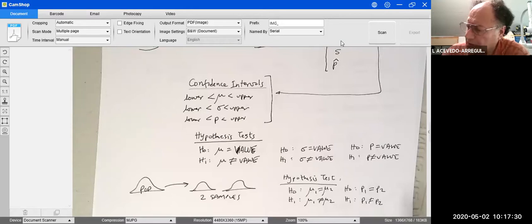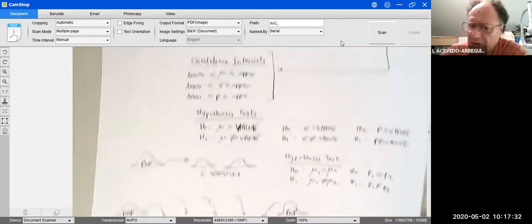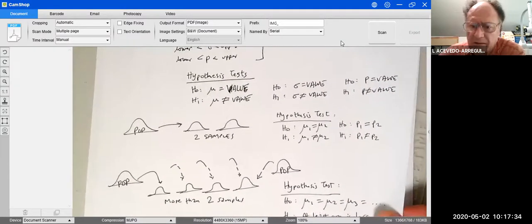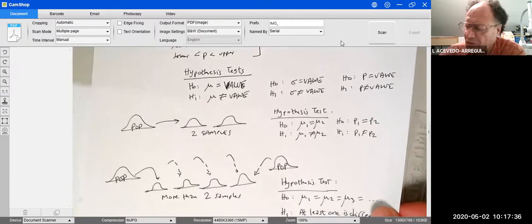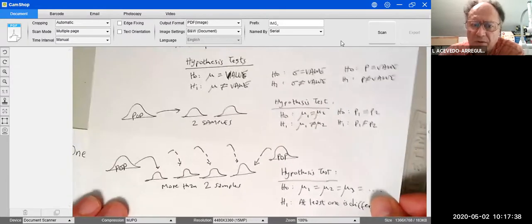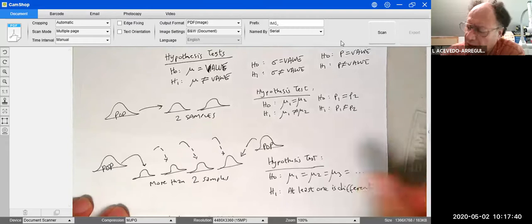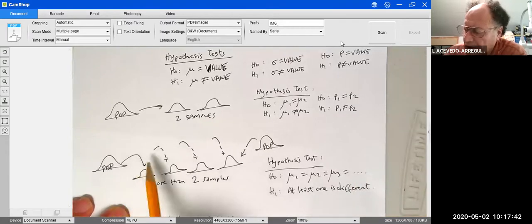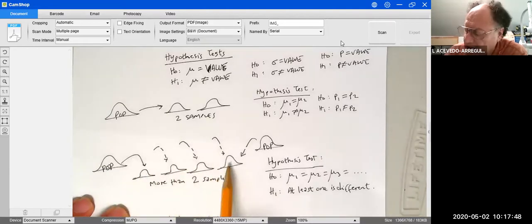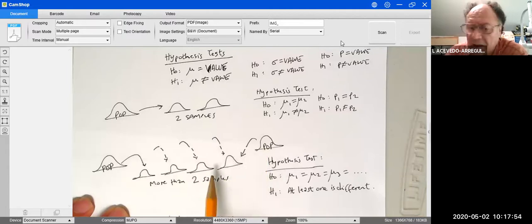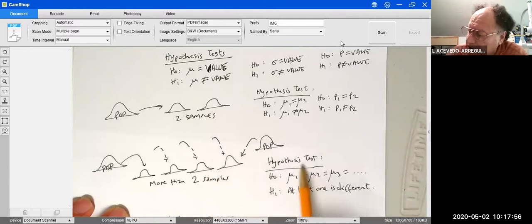Now things are going to get a little bit more complicated, but it's going to be just more of the same. So now we're going to work with the problem where we have a population and we are collecting samples. We initially think that all the samples are coming from the same population, but there might be that at least one is going to come from a different population. We don't know that in advance, so we're going to need to conduct a hypothesis test.